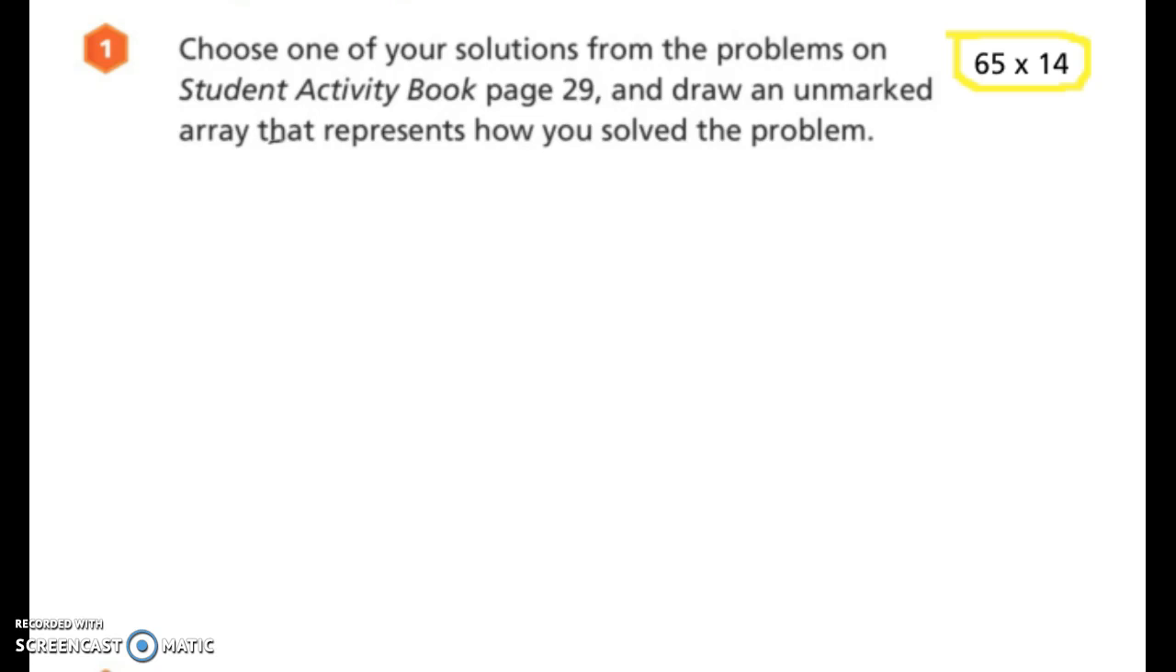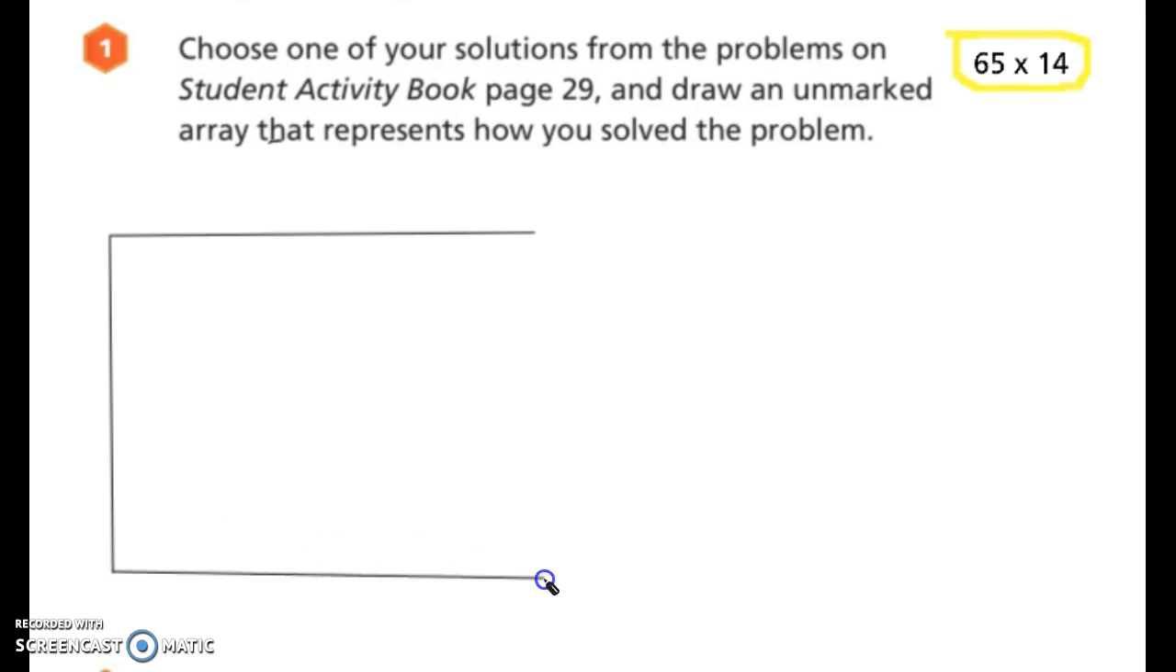For our work with arrays today, we are going to look at the problem 65 times 14. And arrays allow us to break these more complicated factors into simpler numbers that are easier to think about mentally. So I'm going to start to build my array now. You should be doing the same in your workspace, whether that's your notebook or a lined piece of paper.